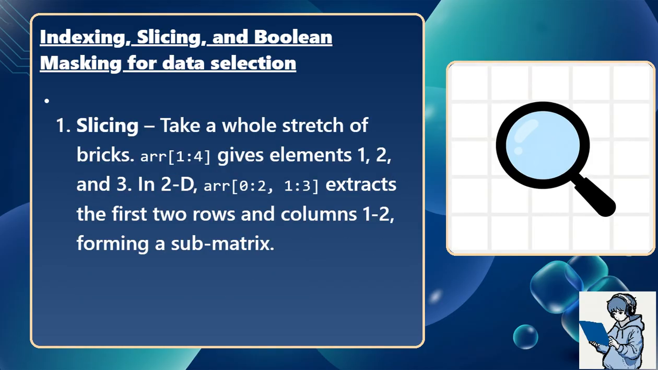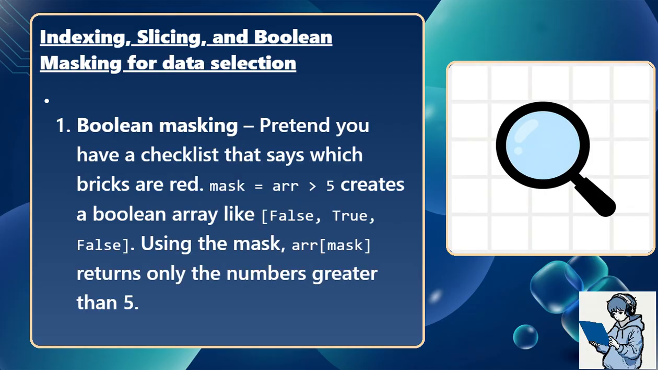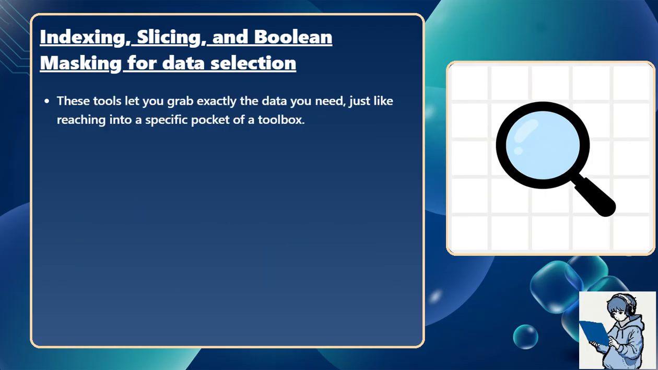2. Slicing: take a whole stretch of bricks. r[1:4] gives elements 1, 2, and 3. In 2D, r[0:2, 1:3] extracts the first 2 rows and columns 1 to 2, forming a submatrix. 3. Boolean masking: pretend you have a checklist that says which bricks are red. mask = r > 5 creates a Boolean array like False, True, False. Using the mask, r[mask] returns only the numbers greater than 5. These tools let you grab exactly the data you need, just like reaching into a specific pocket of a toolbox.